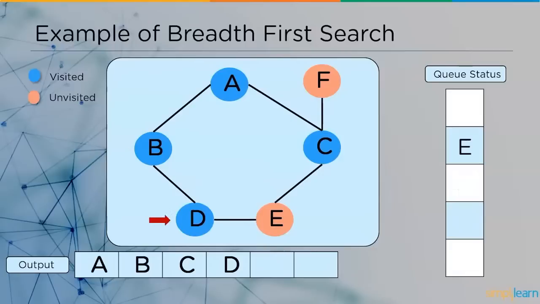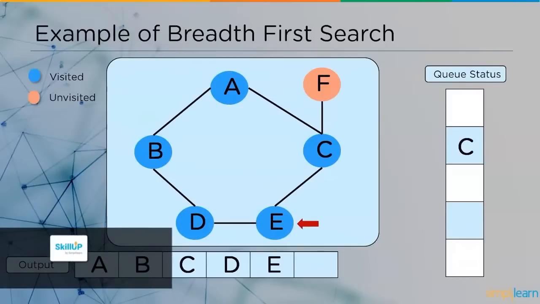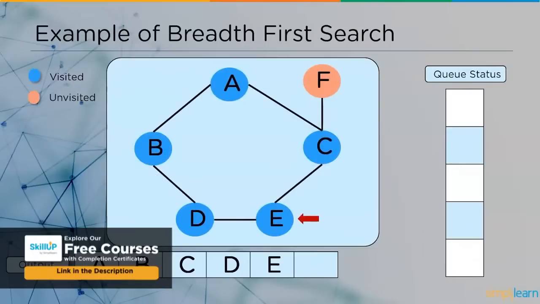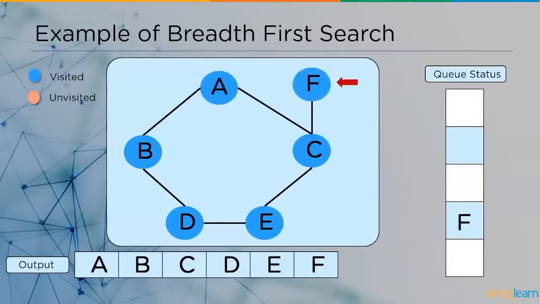When it goes to node D, the next unvisited node is node E. Add node E to the output and enqueue it. Once node D has completed its traversal, dequeue it from the queue. Now, in the case of node E, the adjacent node is node C, which is already visited. Thus, we will dequeue node C from the queue. Now that the pointer is pointing to node C and node F is the next unvisited node after node C, we will add node F to the output and queue.